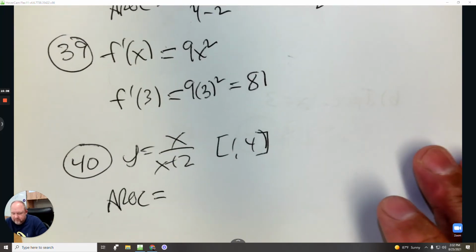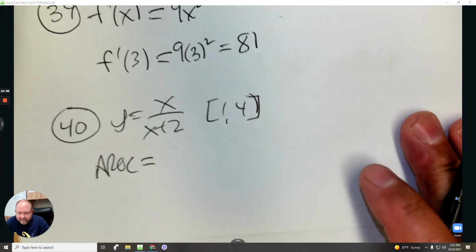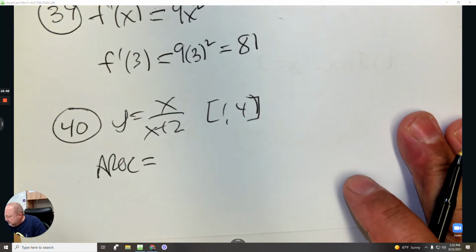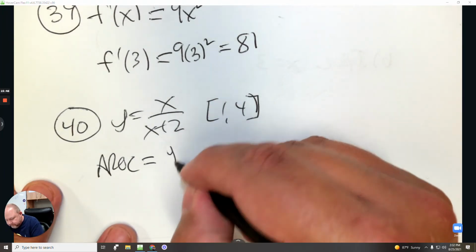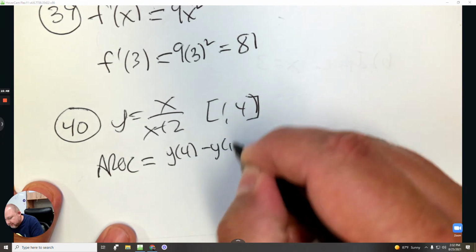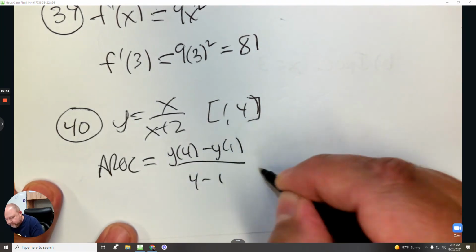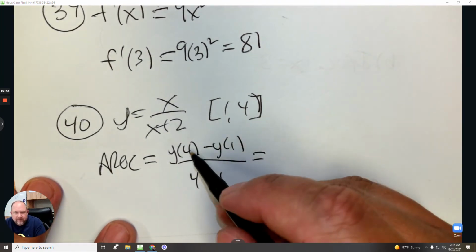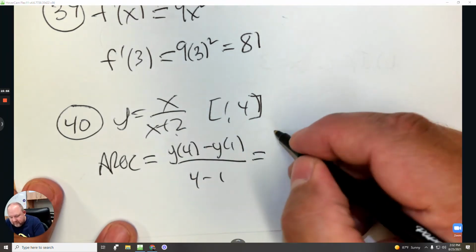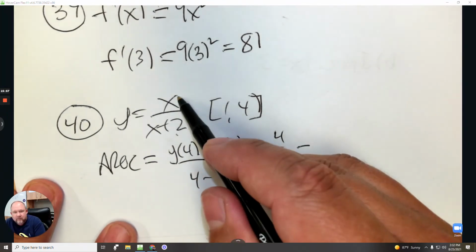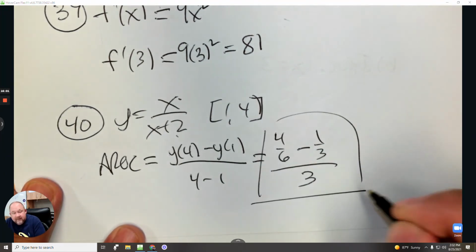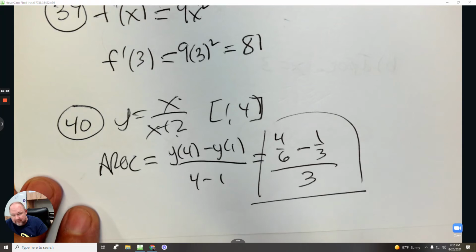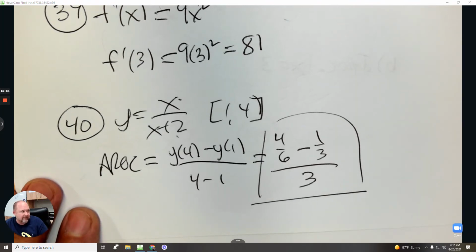Again, press pause. Number 40. Find the AROC here. Again, plug in 4 and plug in 1. I don't feel like simplifying this much, so it's 4 over 6, subtract 1 over 3, over 3. Done. And on a calculus AP exam, you would leave it like that. You would never simplify it.